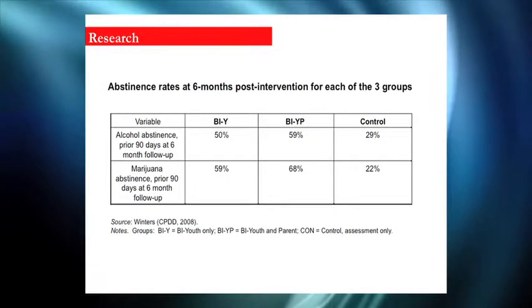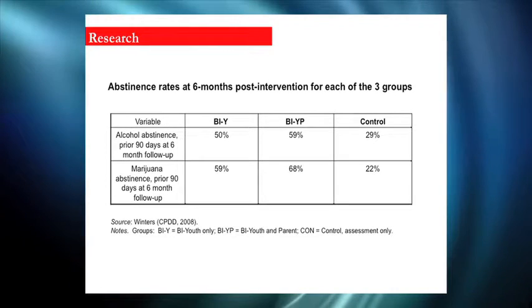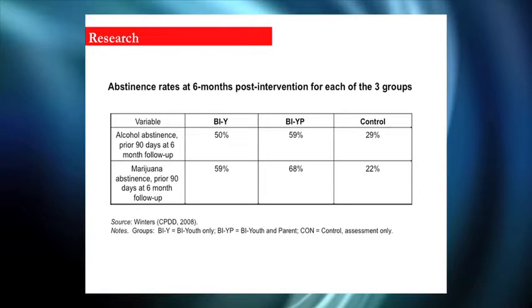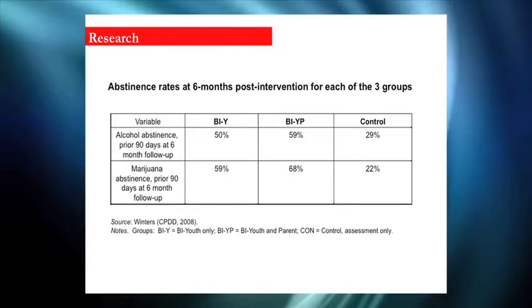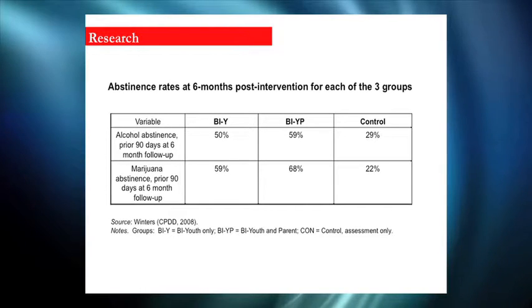Here are abstinence rates. BI-Y means that's just the 2-session, youth only. BI-YP, that's the 3-session, and I'm going to talk about the 3-session. And then there's the assessment-only control group.